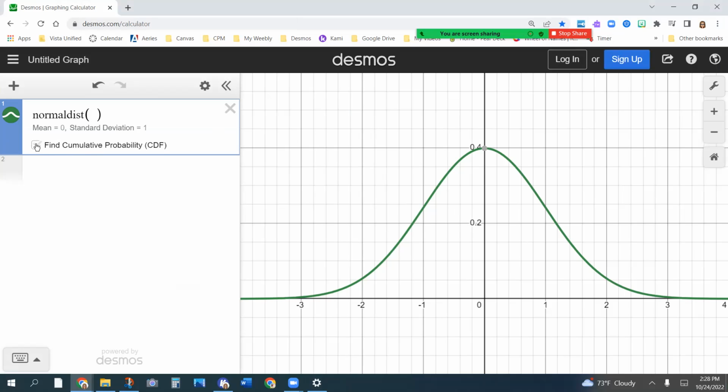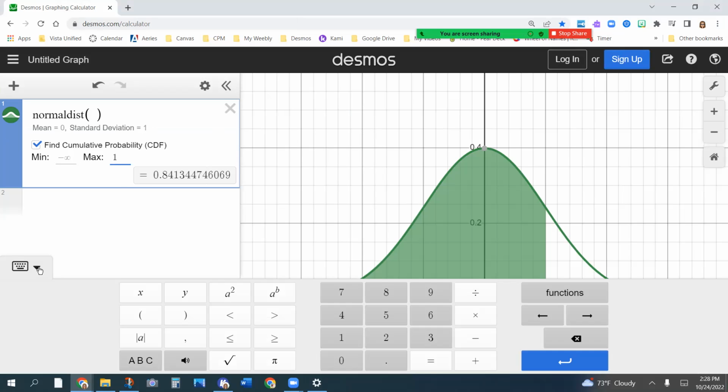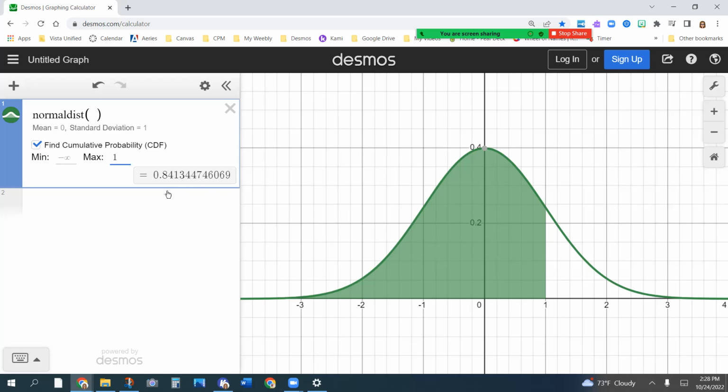And again, here, if I want to find a particular percent, and this is with a standard normal curve with a mean of 0 and a standard deviation of 1, I can, for example, go from negative infinity up to 1. And it's going to show me that that would be 84%. Okay, would be this whole thing here.